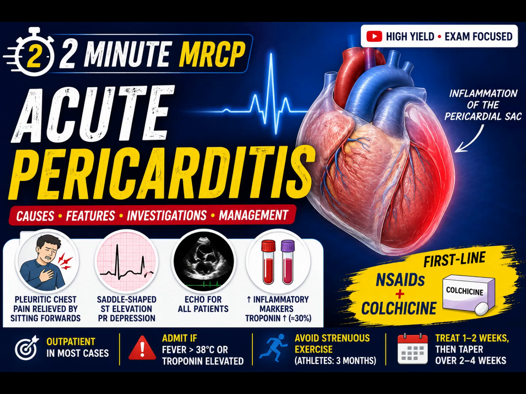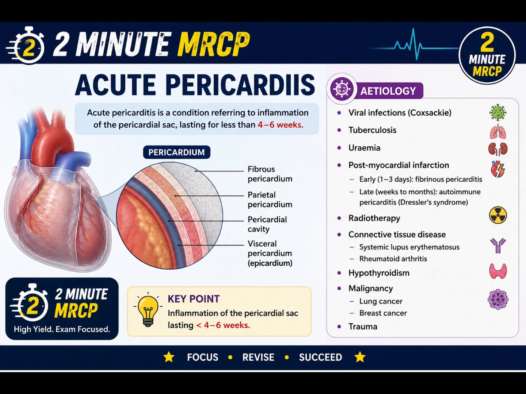Today, we'll cover acute pericarditis in a simple and exam-focused way. Acute pericarditis is inflammation of the pericardial sac that lasts for less than 4 to 6 weeks. Let's start with the causes.